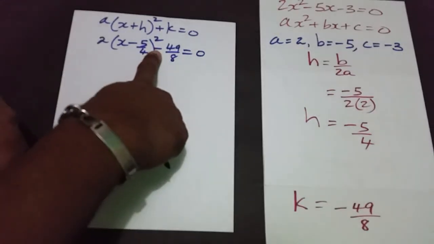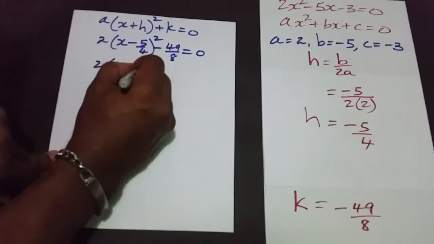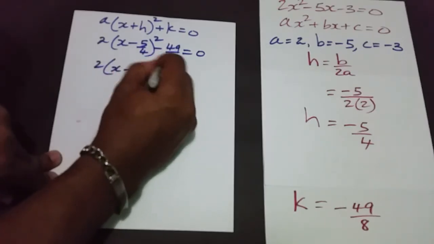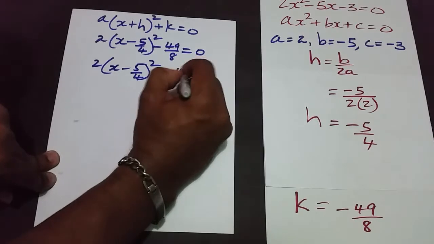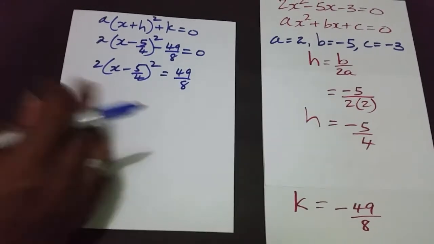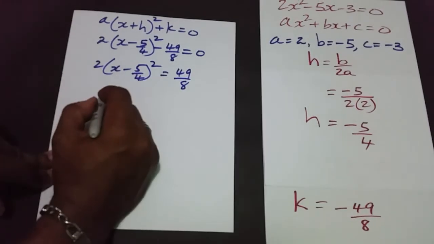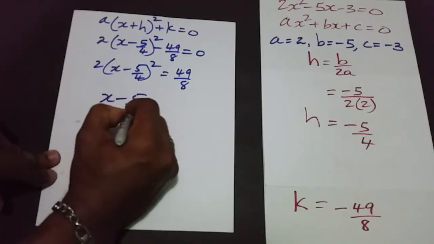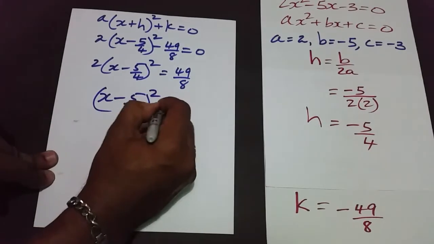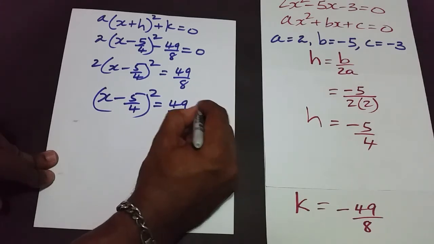So what we're going to do now, always carry over the k first. So this is what we're going to have. Negative goes over, becomes a positive. And then what we're going to do next is divide by whatever a is. So what we have here is 49 over 8 divided by 2.